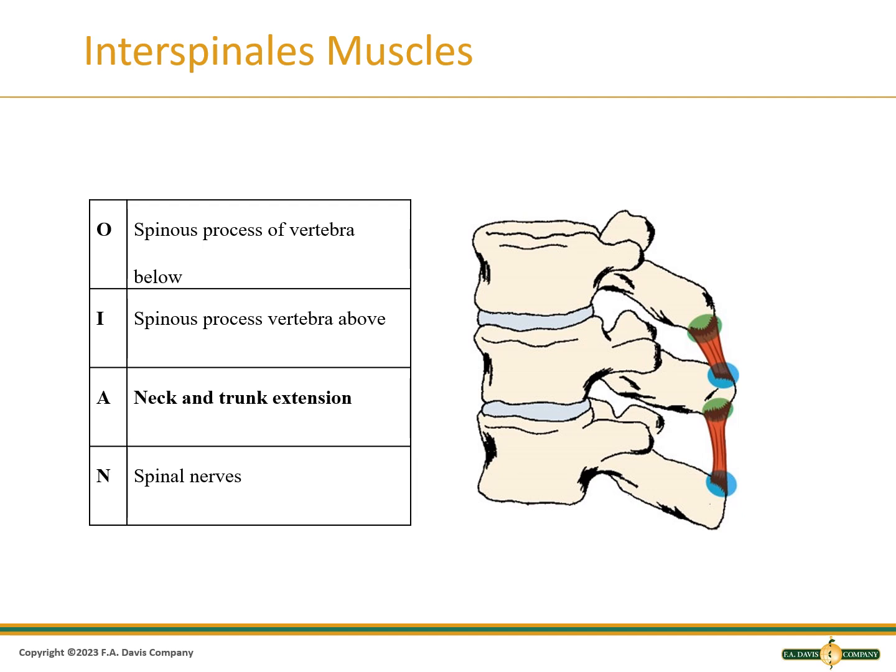Our interspinalis muscles, so inter between spinous processes, are going to originate from the spinous process of the vertebra below to insert on the spinous process of the vertebra above. They are going to cause neck and trunk extension because they are centrally located. They do not contribute to lateral flexion or rotation. All are innervated by the spinal nerves at their corresponding level.